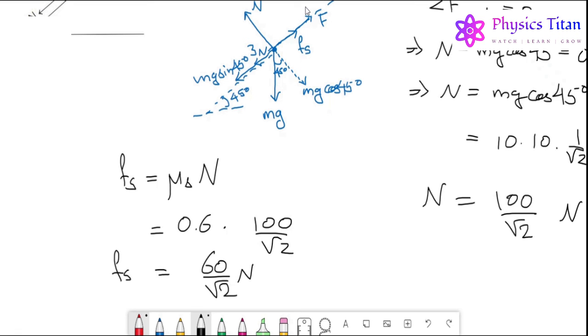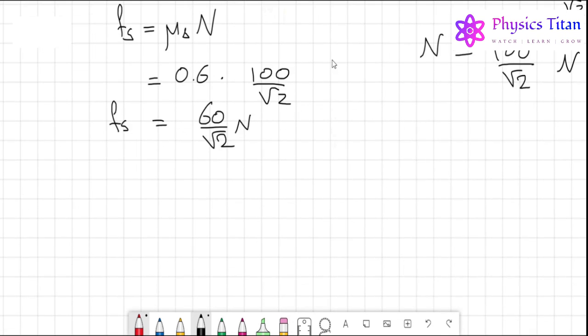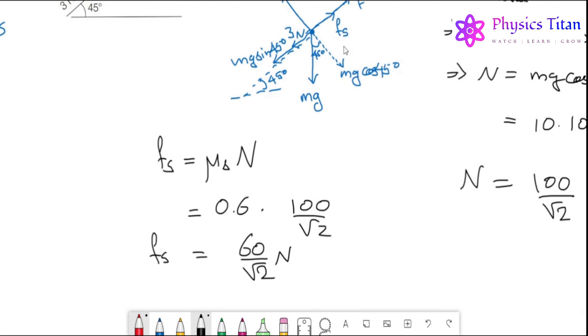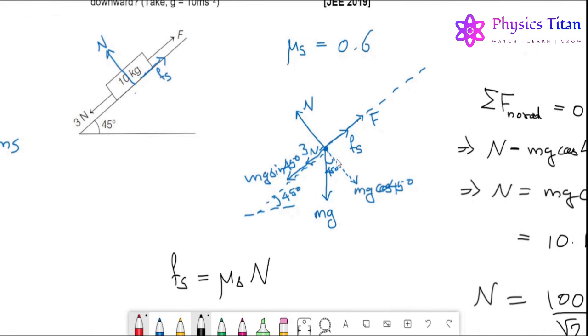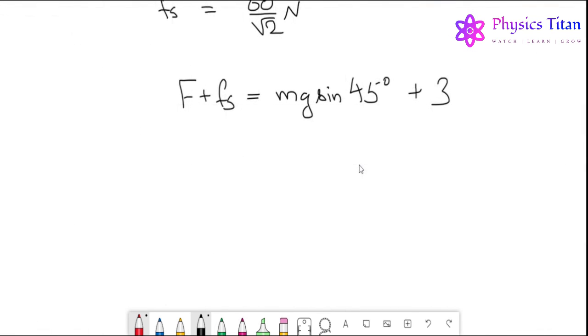Now let us write the equation for the inclined components. What we have is F plus Fs is equal to mg sin 45 degrees plus 3. Why did we write this? Because we want to just stop the motion of the block. We do not want it to move either upwards or downwards. We just want it to stay where it is. So that's why we equated the left hand side to the right hand side.